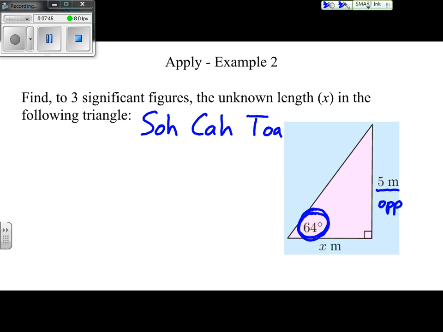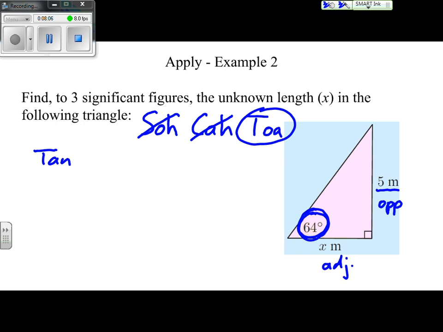So we would call this one the adjacent side. So we need opposite and adjacent. Nope, nope, yes. Tangent is opposite over adjacent. So we're going to have to be careful about what order we put these in, but we know we're going to use tangent. So I'm going to start by writing my trig function, or trig ratio.